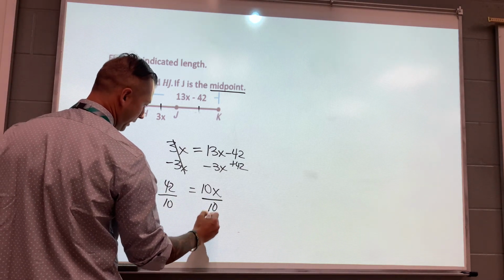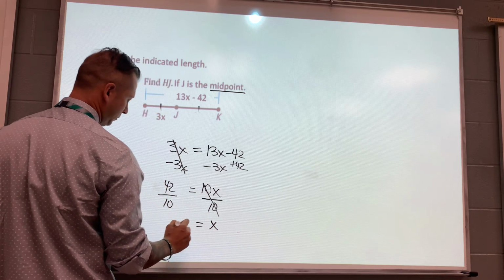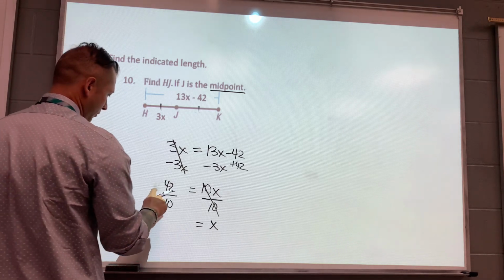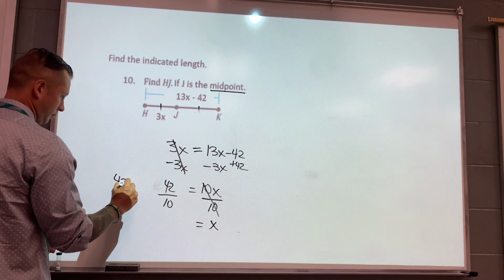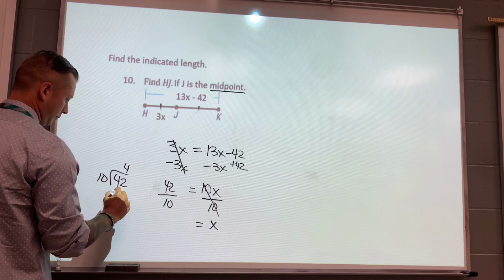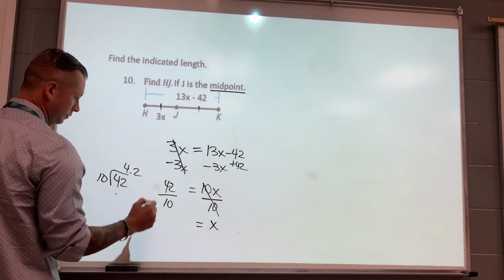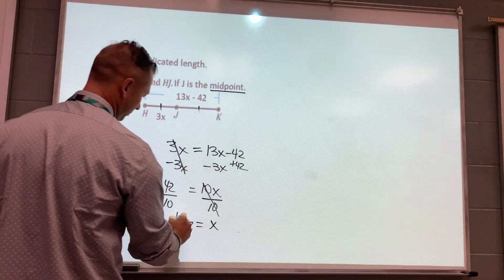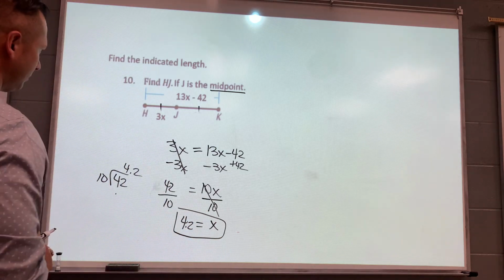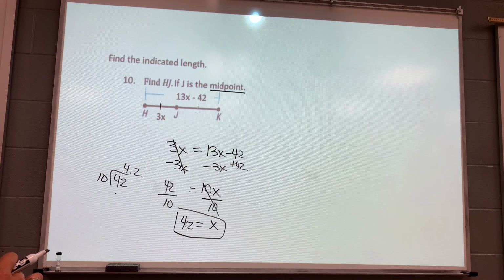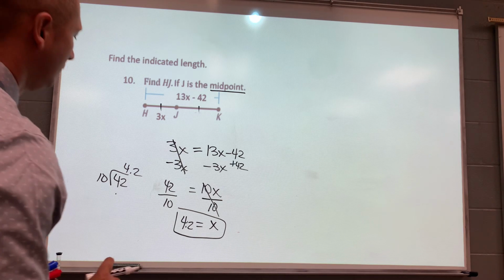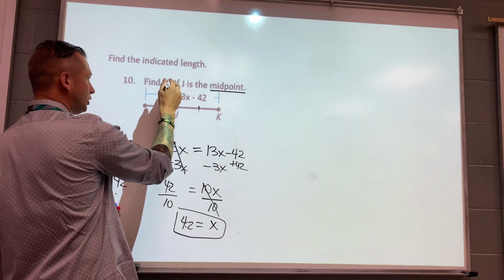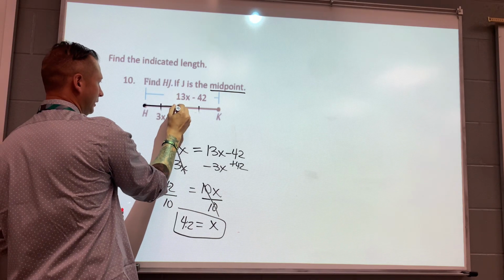Okay, here we have x is equal, what is this? Four point two. X is equal to 4.2. So I need to take this number and plug it back in for x, because I want to find HJ. HJ is this segment right here.